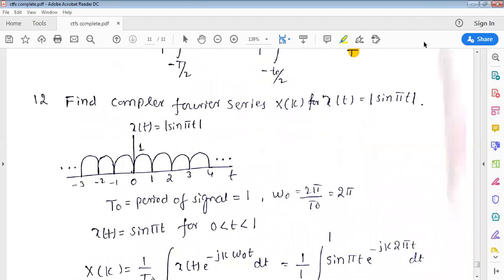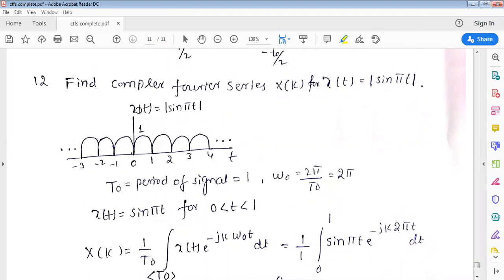Okay. We'll take one more problem. Find the complex Fourier series of x of t equals mod of sine of pi t. Sine of pi t will have 0 to 1 and 1 to 2 in the opposite direction. When you take mod, all the values will become positive. Can any of you identify the signal?